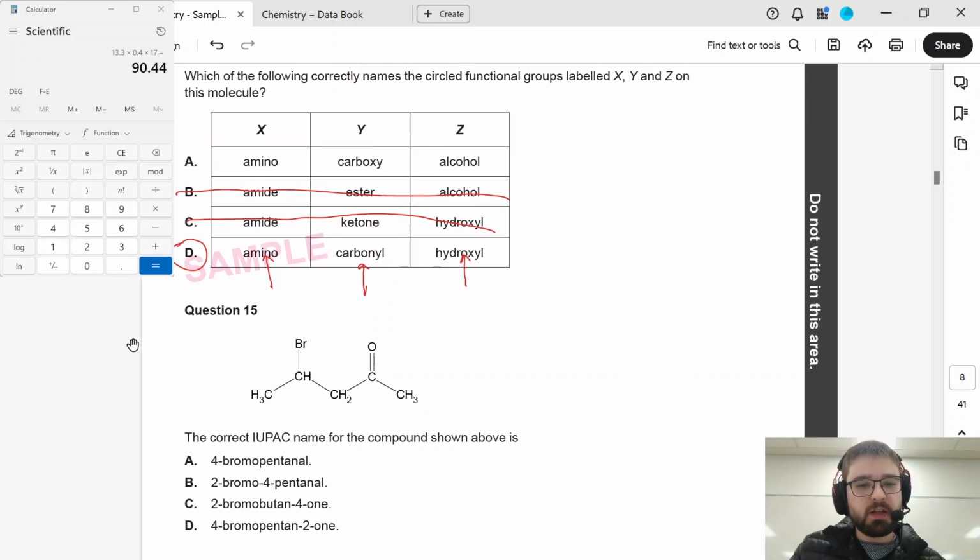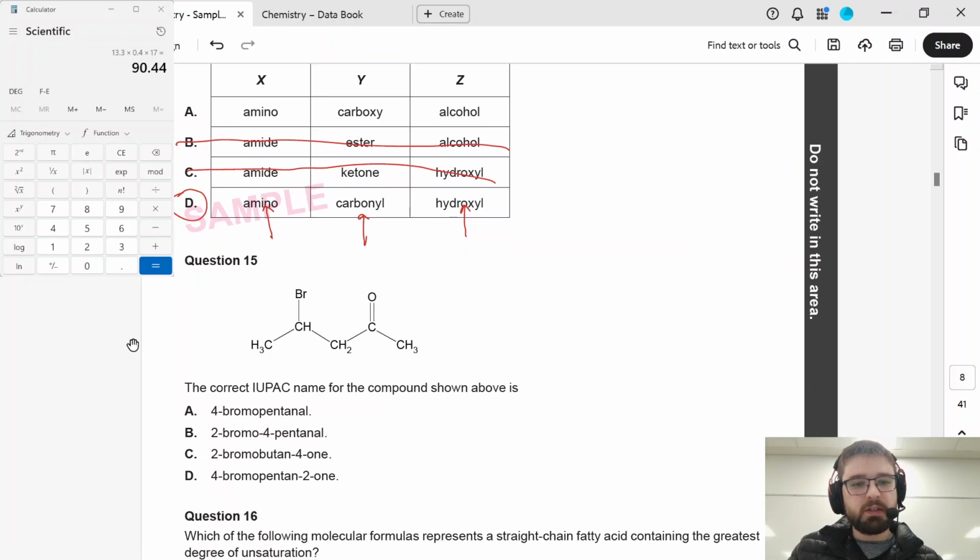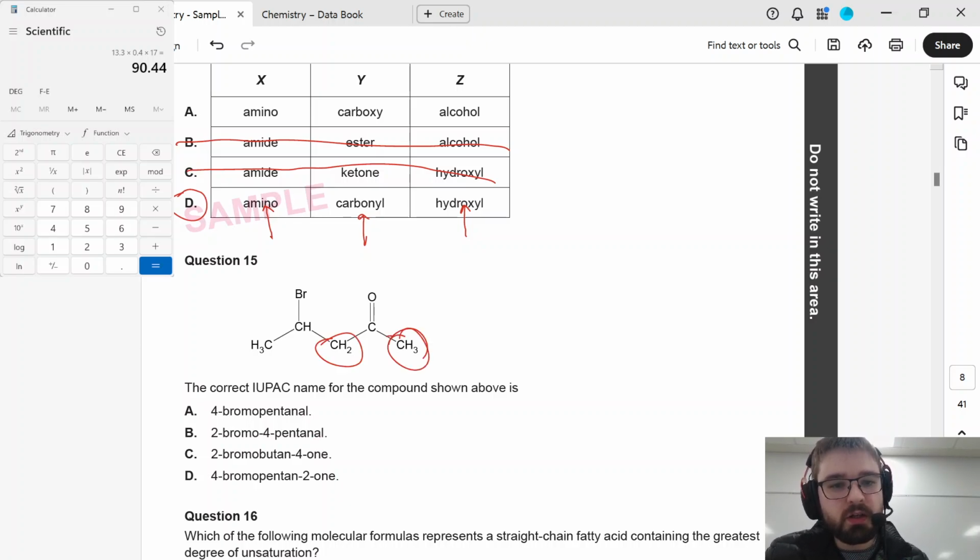The correct IUPAC name for the compound shown above is, we've got 5 carbons. Well, I shouldn't number them yet. So there's 5 carbons, so it's going to be pent. So if it's not pent, it's out. Okay, they're all pent. Now, there are 2 answers that say an aldehyde. There's a carbon on both sides of the carbonyl group here, so therefore it is a ketone. So we're going to chuck these 2 out.